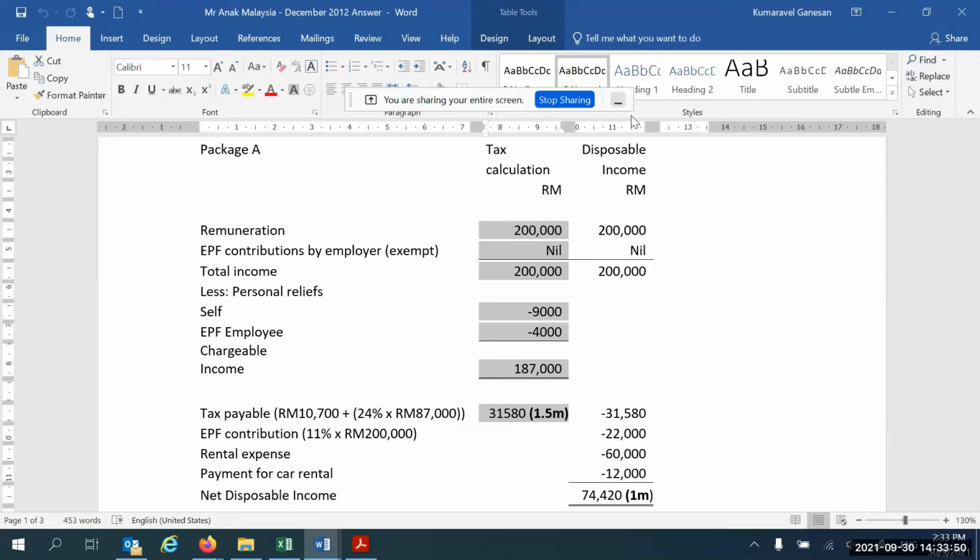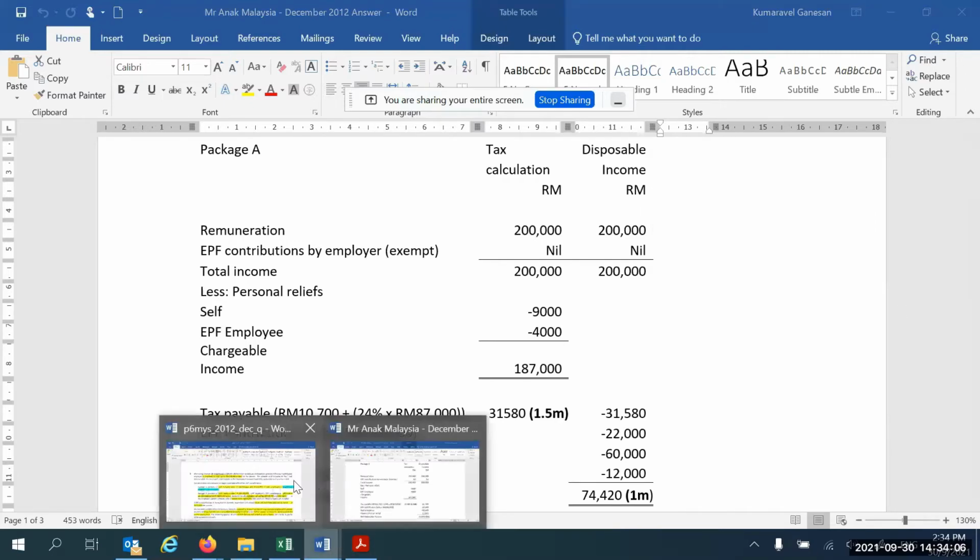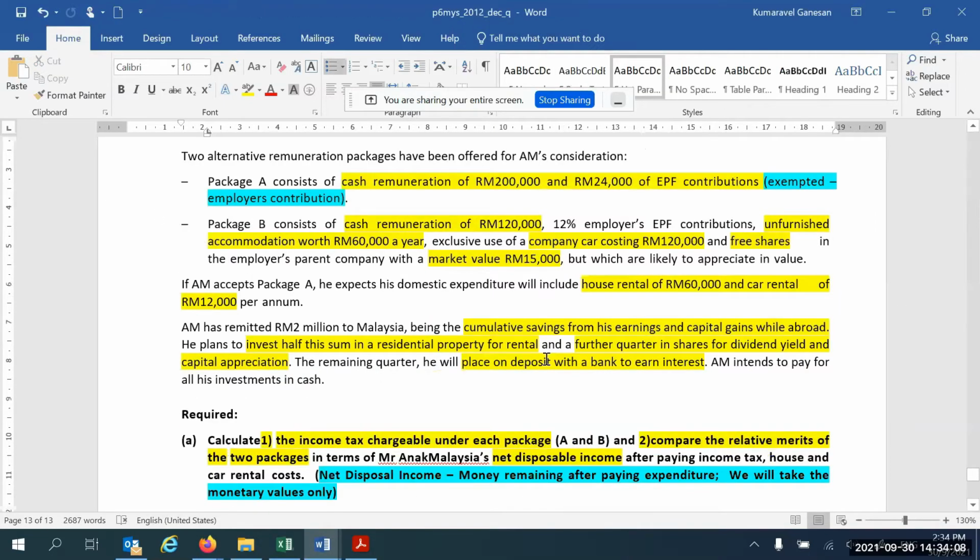Okay, now I will come to disposable income. One of the things that you must be aware of is that EPF by the employer could be disposable income or it need not be. So how do you know? Very simple. Look for it, the question will tell you.